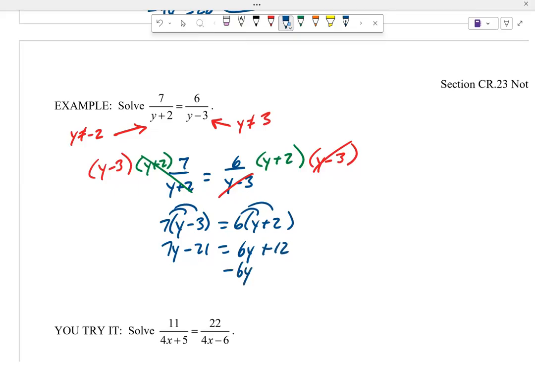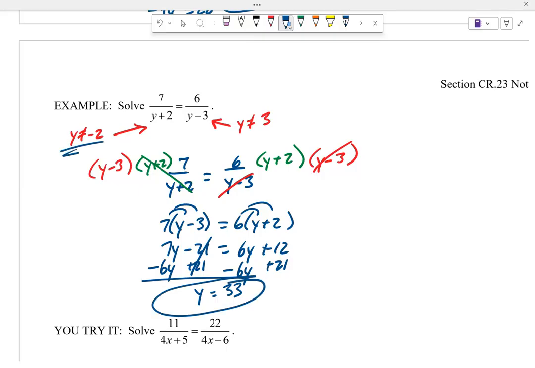Get all my y's on one side, get all my numbers on the other. Let me add 21 to both sides. So 7y minus 6y is a y, and 12 plus 21 ends up being 33. I've got to make sure that 33 is not negative 2 or 3, right? Negative 2 or 3 I would have had to throw out. But 33 is fine. And you can always plug it in and check it, make sure it checks out if you'd like to.